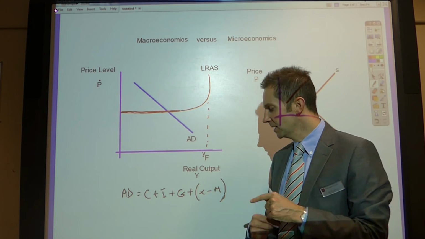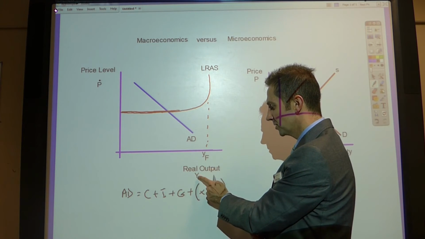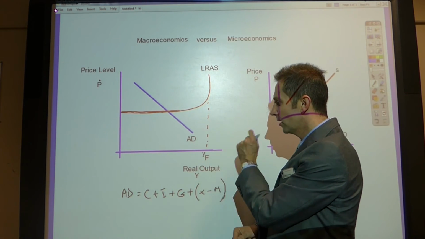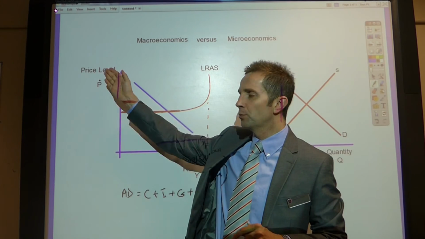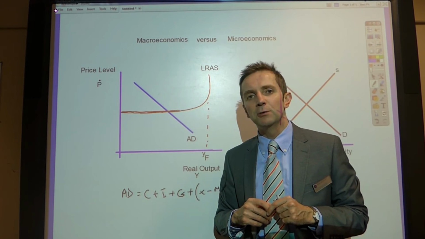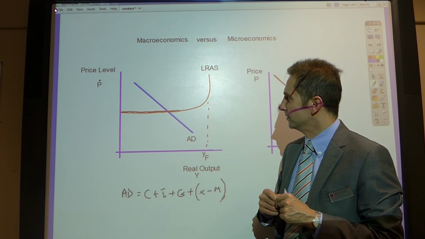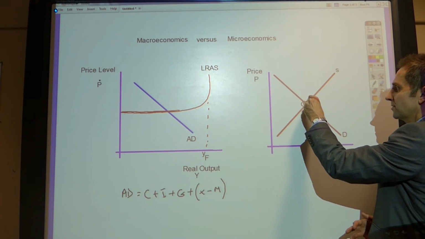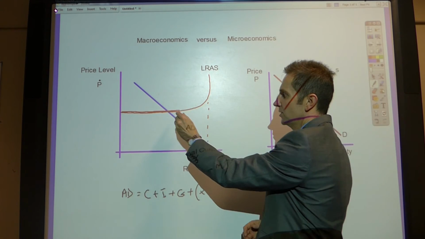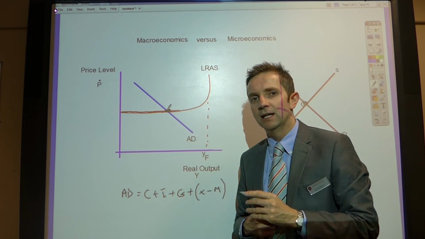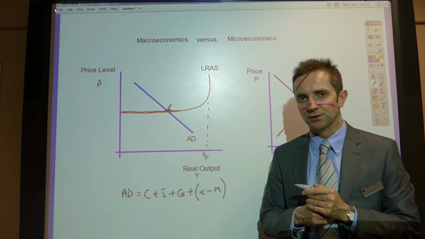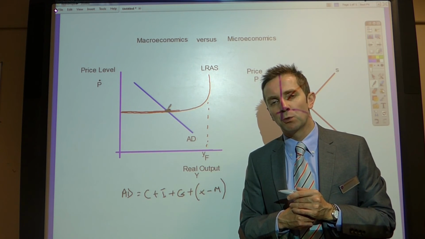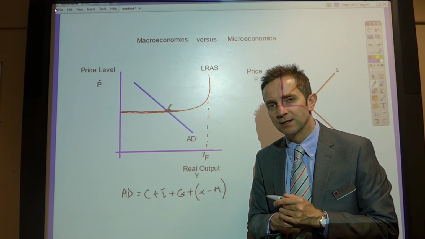And note, ladies and gentlemen, the labelling here, it is real output abbreviated to Y, not quantity as in micro, real output. Note also price level, which is P with a little hat on it, P with a dot above it. And in the same way that we have equilibrium at this point in our micro analysis, this would be our equilibrium point in our macro analysis. So those are the key differences when we are drawing our diagrams, ladies and gentlemen.